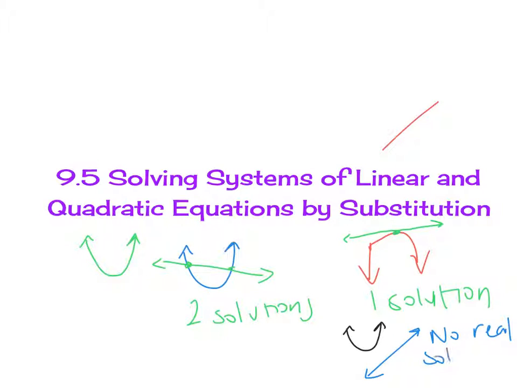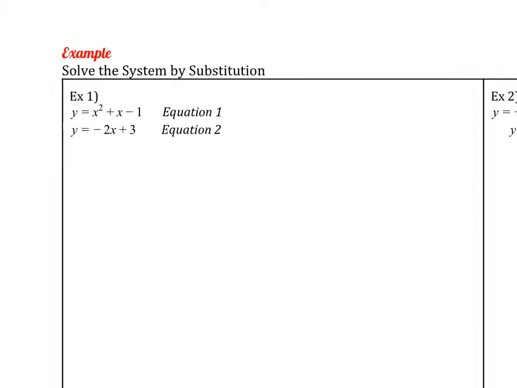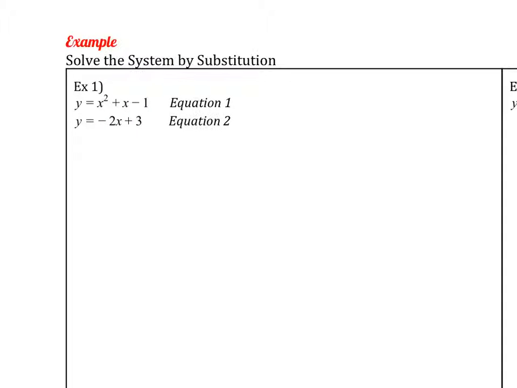So what we're trying to do is solve for these systems, but we're going to solve by substitution. Remember, substitution means to replace. So let's check out this example. Solve the system by substitution. We have y equals x squared plus x minus 1, and y equals negative 2x plus 3. Equation 1 is our quadratic, because quadratics always have a squared value, and linear has the x raised to the first power.